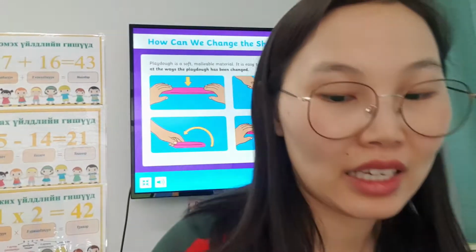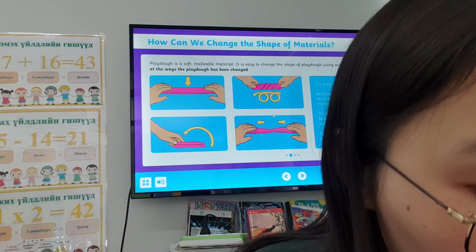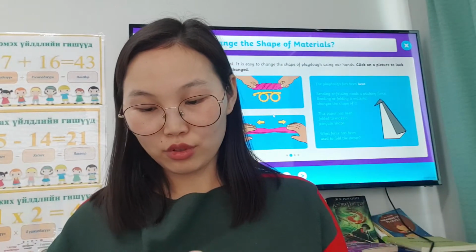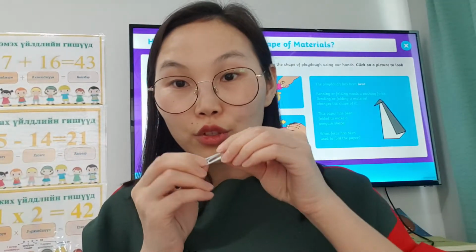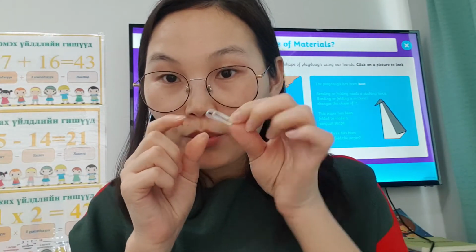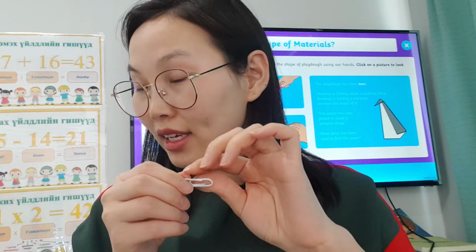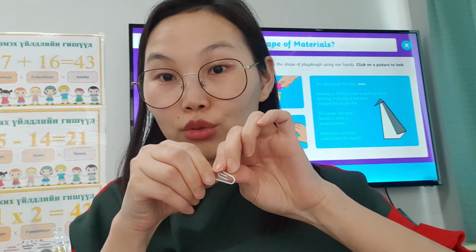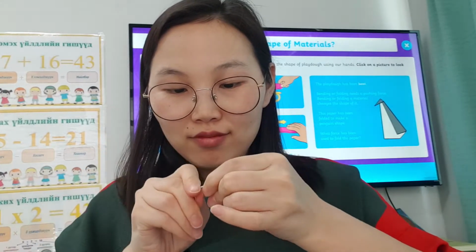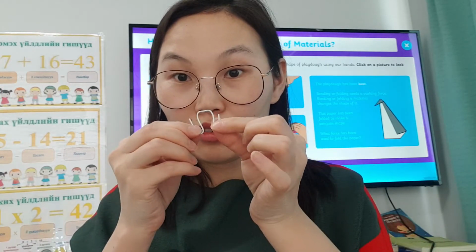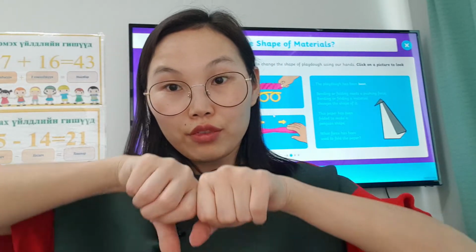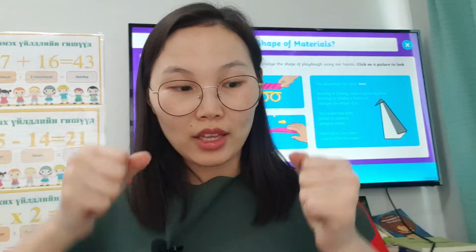Let me show you an example. I have a little paper clip in my hand. Do you know paper clip? You use this small paper clip to clip paper, okay? So the shape is this. Now I can bend it to make it into a different shape. I am bending it into a different shape, right? So this is bending. You can also use your force to bend something.